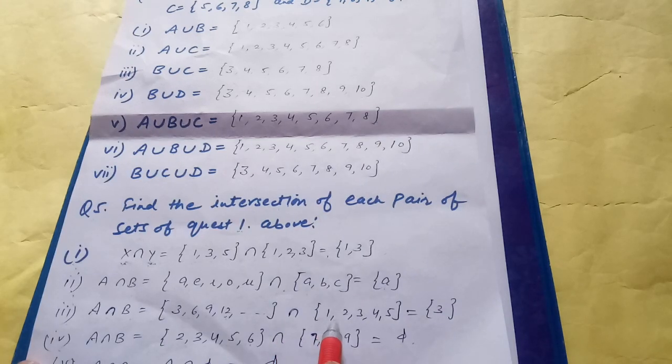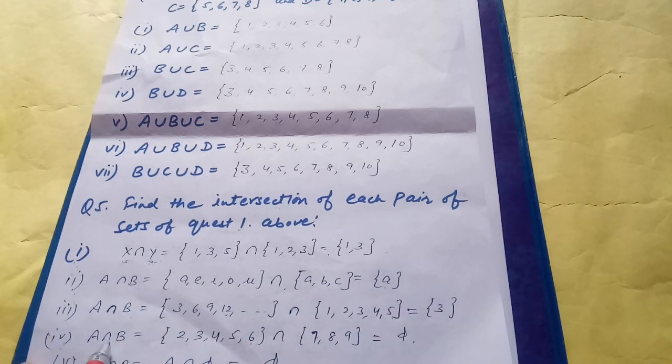Intersection with B set as 1, 2, 3, 4, 5. So there is only one common element, that is 3. We can write 3 set. In fourth part, A intersection B, that is equal to A set is 2, 3, 4, 5, 6 intersection with B set as 7, 8, 9. So there is no common element, so we can write it as empty set.